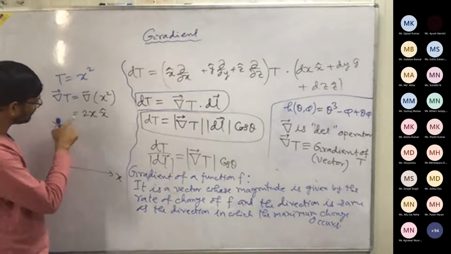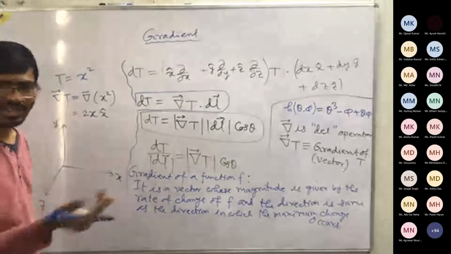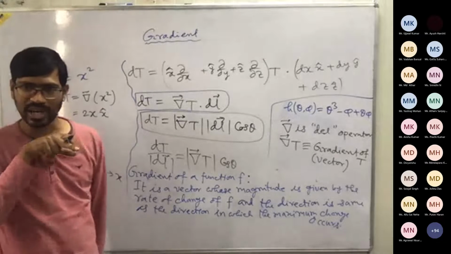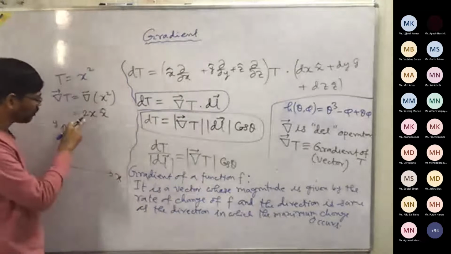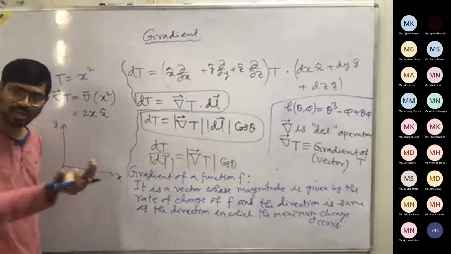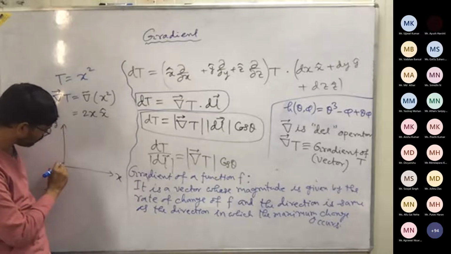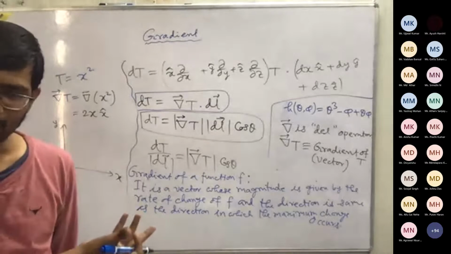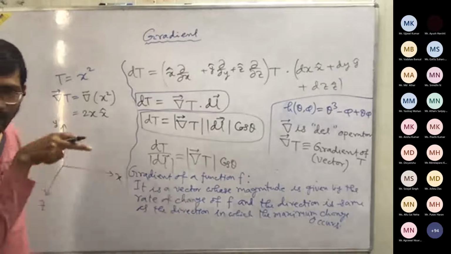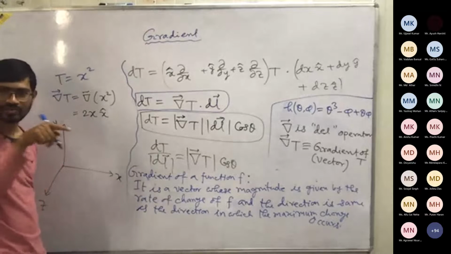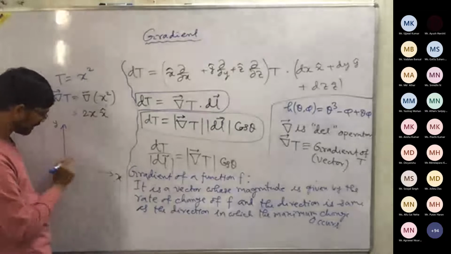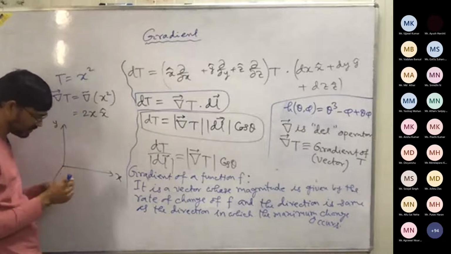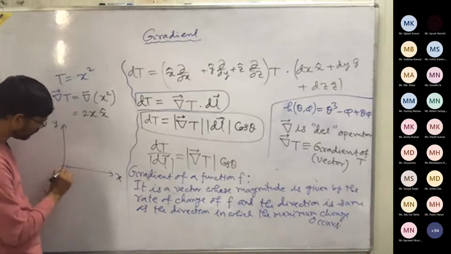Now, this function, gradient of T, is of course a vector. You see this x cap, so the gradient of T is pointing along the x direction. What this vector is, is 2x. So when x is equal to 0, it's a null vector. It's still a vector because its magnitude is 0, but it points along x cap, along the x axis. As x increases, the vector magnitude increases.